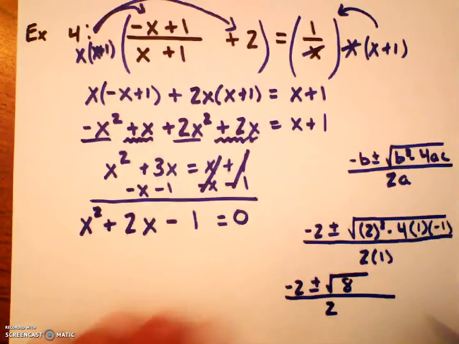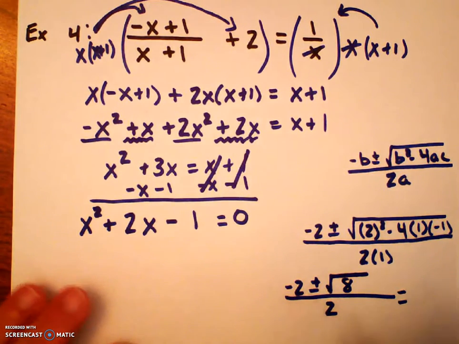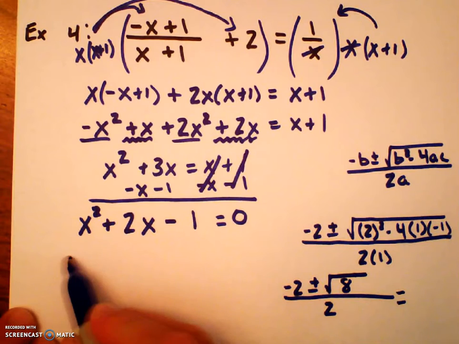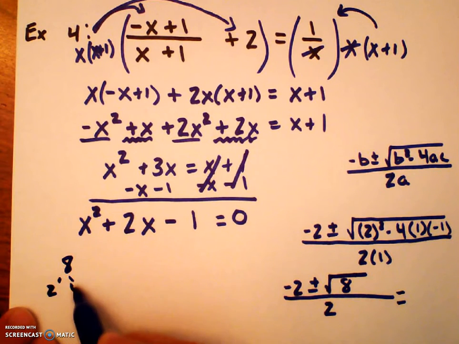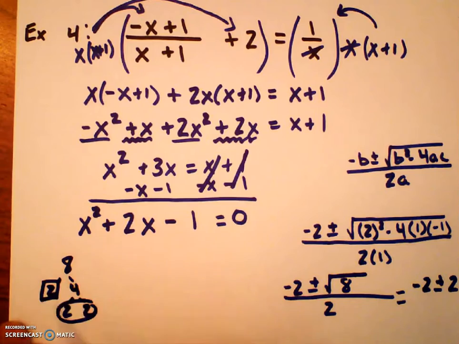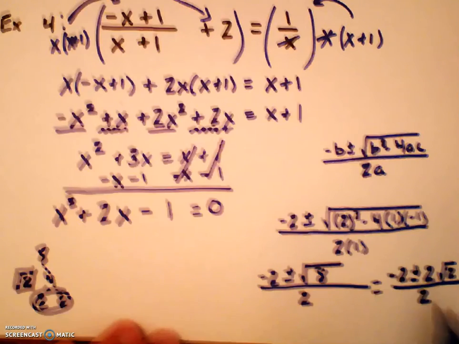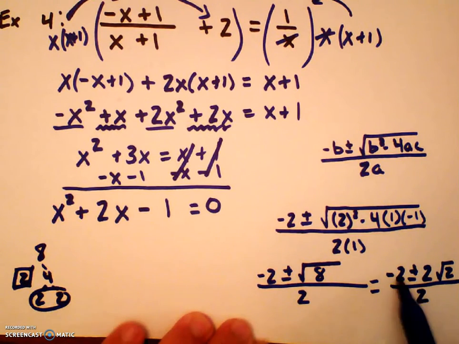Now this can be reduced. Remember, the square root of 8, this is all stuff we learned in chapter 4. This is a lot of material, but you need to know how to do this stuff. 8 I can break down by doing the factor tree. A 2 can come out. And then this 2 stays inside the square root. So that is my answer, but I can simplify this because all of these are 2's.